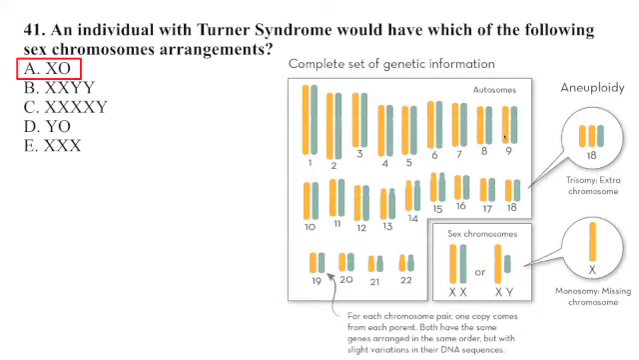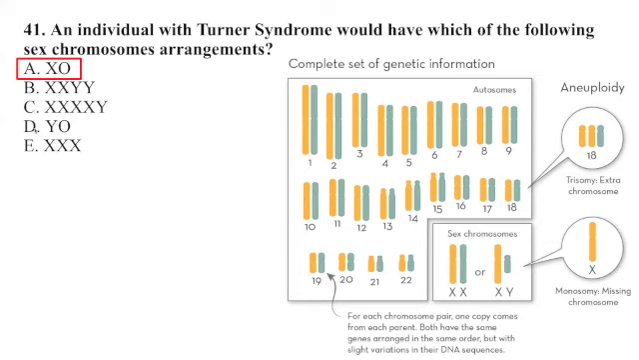41. An individual with Turner syndrome would have which of the following chromosome arrangements? This is where you can go back to chapter 15 in Campbell and look at aneuploidy, which would be the term here. Turner syndrome is the only viable monosomy found in humans. And so this is a case where you have one sex chromosome only, and you're missing the other one.